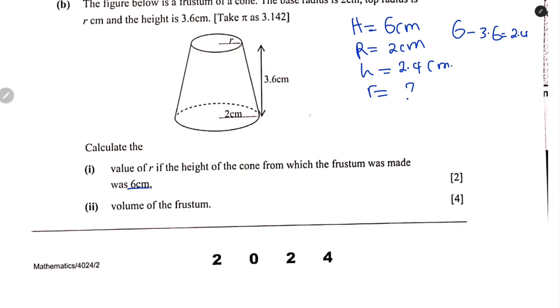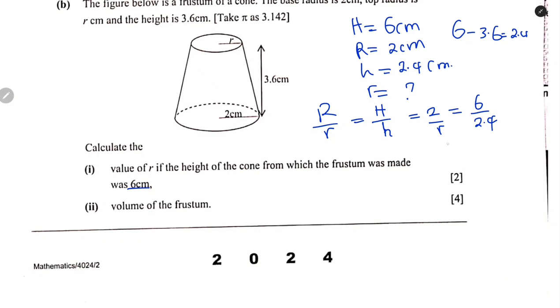Now, having this information, let us find the small r. We use the usual ratio: big radius divided by small radius is equal to big height over small height. Okay, so let us replace. The big height is 6, equal to the small radius, which we do not have. We're supposed to put the big radius here, which is 2. Then here, 6 over the small height, which is 2.4.